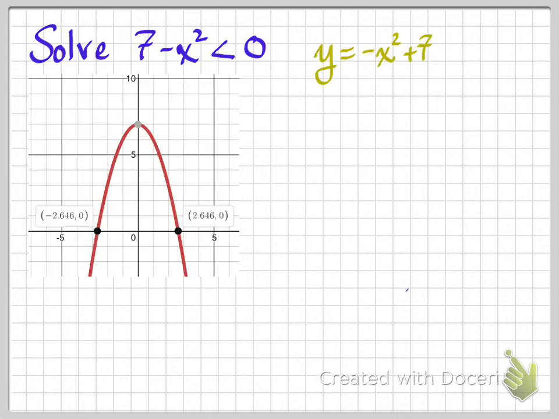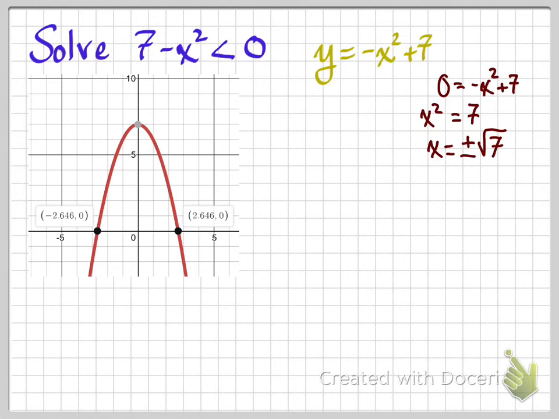Let's do another one. This one is a funny looking little inequality: 7 minus x squared less than 0. If I thought about what the graph of that looks like, I might write it in my graphing technology as y equals negative x squared plus 7. I've got some decimal looking values there for those x-intercepts, so I would recommend once again doing a little bit of algebra. Let y equal 0, solve it for x, and we've got plus or minus the square root of 7. Okay, so those are nice exact expressions for those x-intercepts.